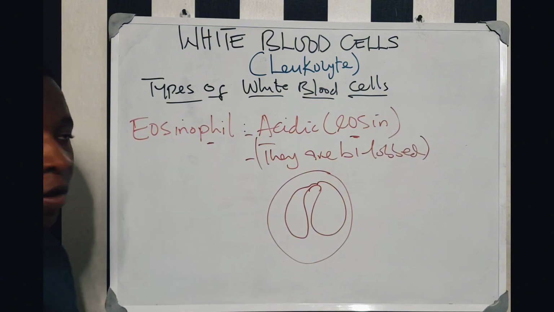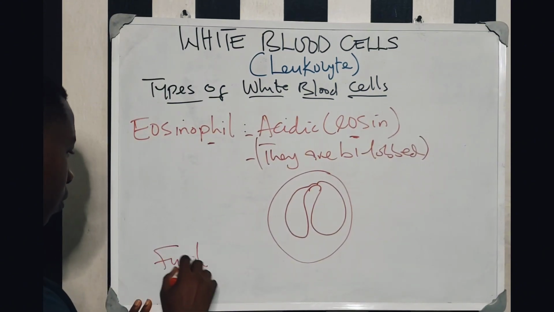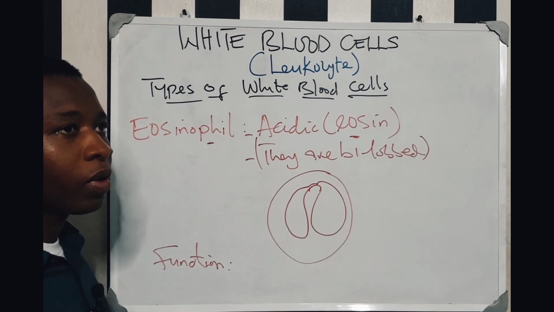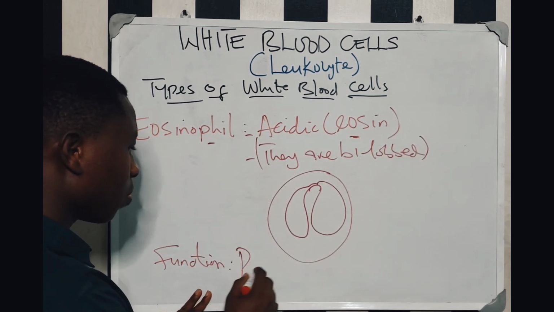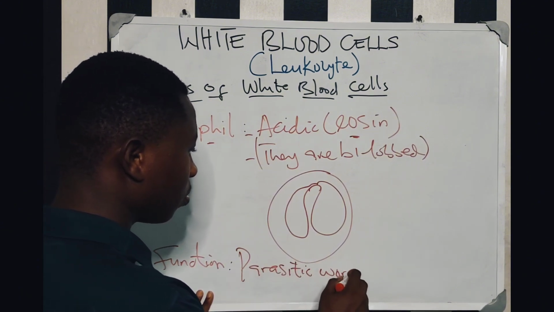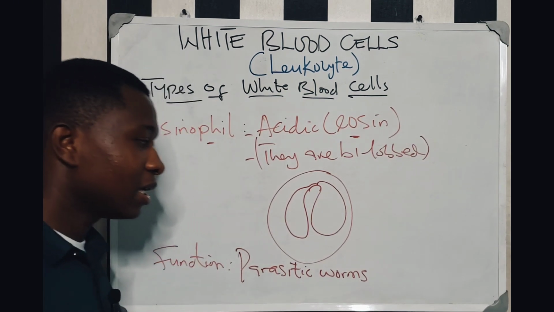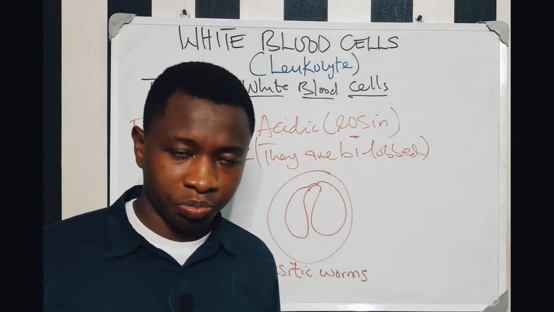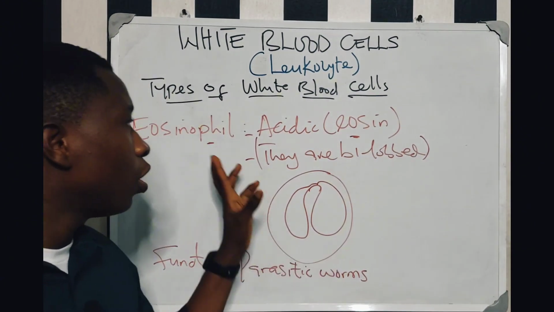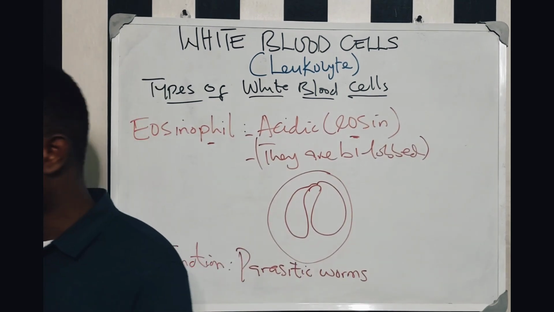Now for the function of the eosinophil. Eosinophils function majorly in fighting against parasitic worms. That's their specialty. They specialize in fighting against parasitic worms. They also perform numerous other functions, but this is the basic function of the eosinophil. So that's that about the eosinophil.